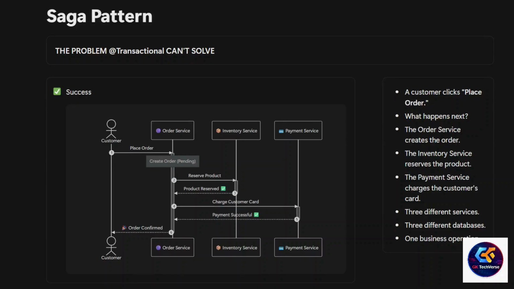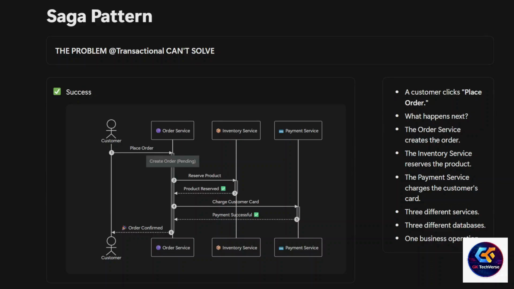Last video we learned how transactional keeps our data consistent inside a single Spring Boot application. If something fails, Spring rolls everything back. Simple, right? But modern applications do not live inside one service anymore.